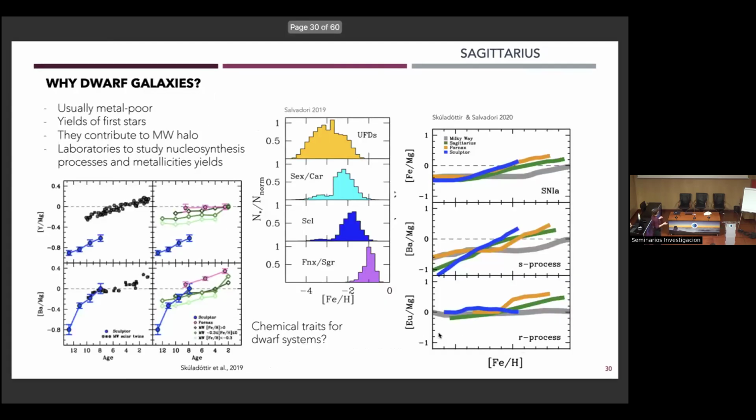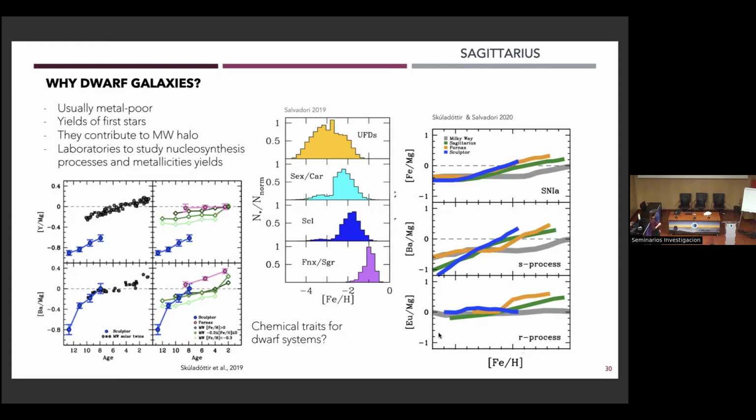So as I said, it's interesting because it's a dwarf system, and dwarf galaxies, I think, are very interesting laboratories to study different types of metallicity yields and nucleosynthesis processes different from our galaxy. They are usually more metal-poor. If we look at the metallicity distribution here from Salvadori, when we look at the stars hosted in a dwarf system, sometimes we have a kind of window on earlier processes.